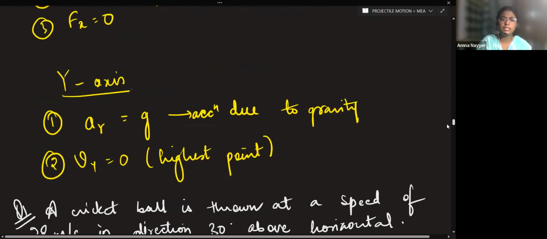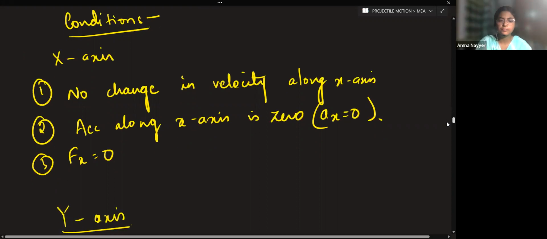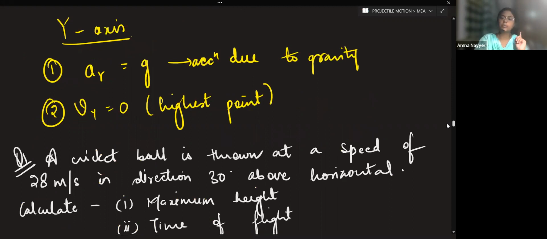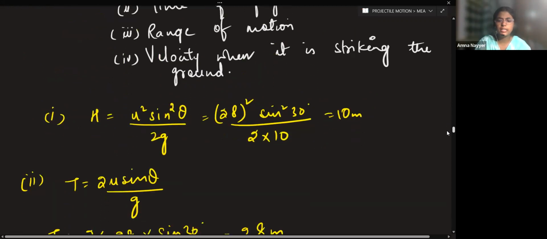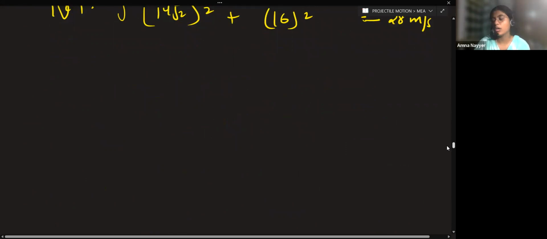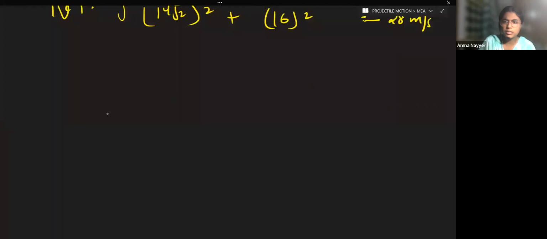Numericals also we had done, and these were the conditions: there's no change in the velocity along the x-axis, acceleration along the x-axis is 0, and the force along the x-axis is also 0. Along the y-axis, only acceleration due to gravity will work, and velocity at the highest point is 0. So one easy numerical we did, one more numerical let's do, and then we'll move on to horizontal projection. From the next class, we'll start with laws of motion. So note this question, take 2 minutes, try it yourself, then I'll discuss it with you.